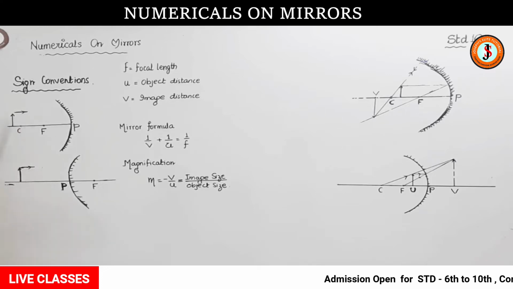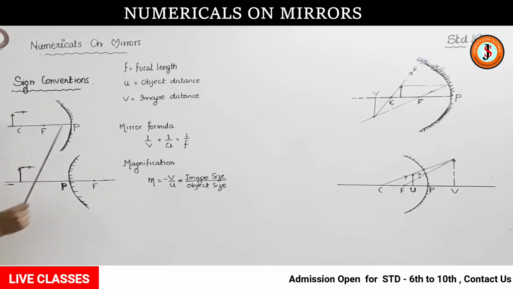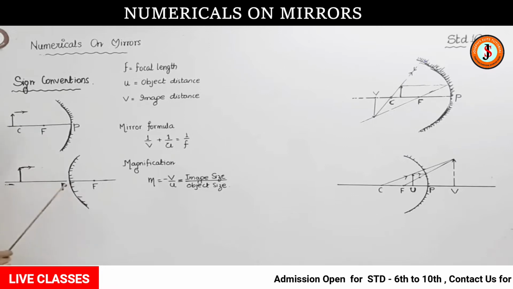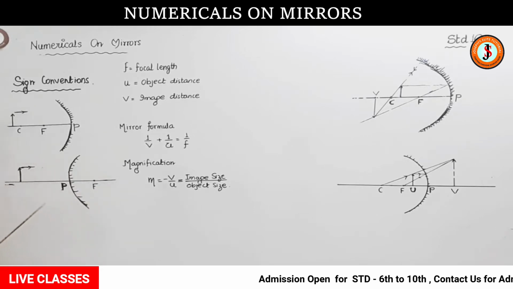Rule 1: every time, whatever you have to measure, you begin the measurement from the pole. Rule number 2 is very simple. If you are measuring in the direction of the ray, that means the ray is coming in this direction and you are going ahead of the pole, then the sign is taken to be positive. But if you come back, measuring backward from the pole, then it is negative. If the ray is moving in this direction and you move further in the same direction, it is always positive. That is the most important part of the sign convention.